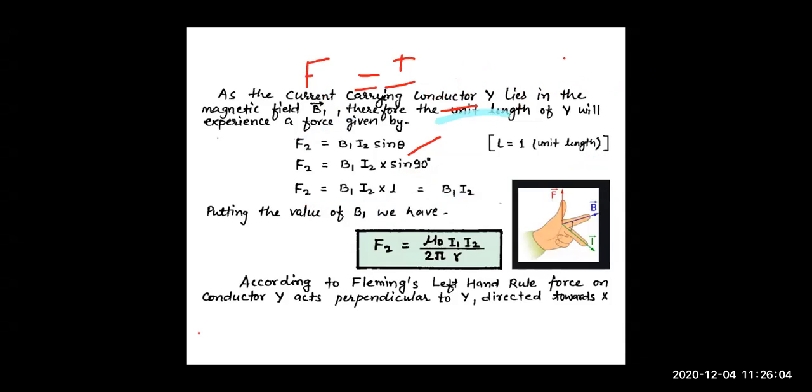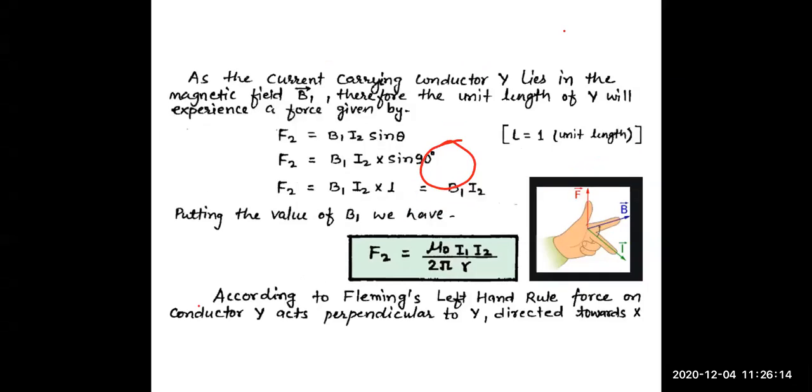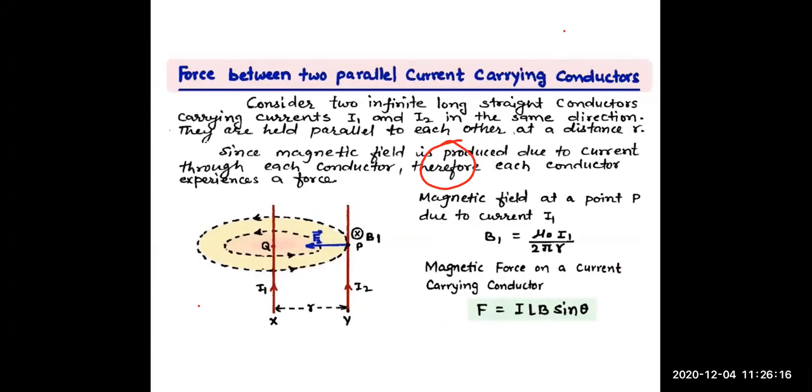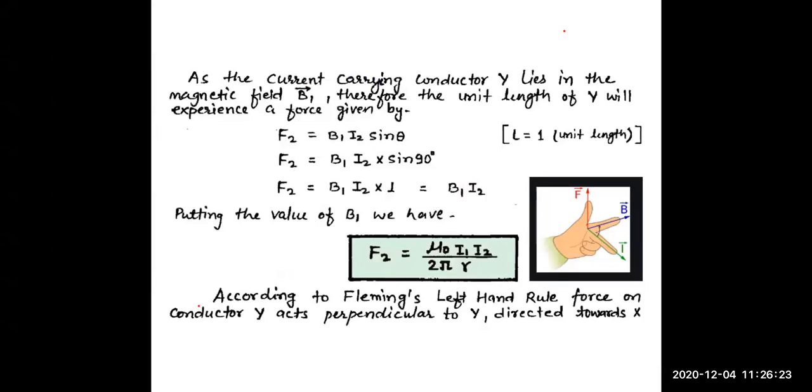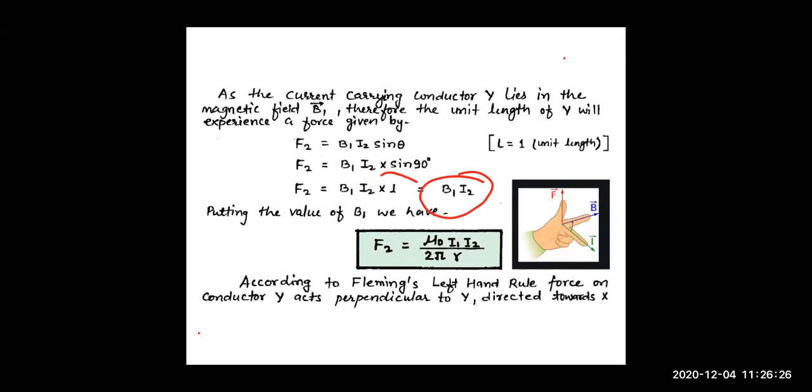Right, children? Now the value of B1 we will get from the previous page, that is B1 equals mu 0 I1 upon 2 pi r. So we will pick this value from here and substitute it in this. So you will get mu 0 I1 upon 2 pi r, and you have your I2. So this is the magnitude of the force that is experienced by wire 2.